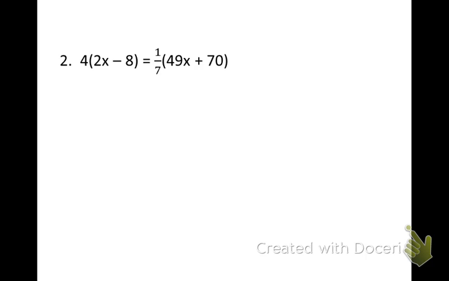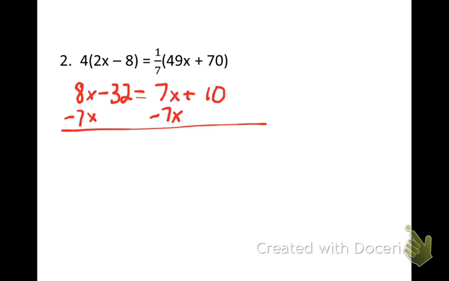Alright, in this one we're going to have to distribute first. So distributing the 4, we're going to get 8x minus 32. Here we're going to distribute the 1/7. So 1/7 of 49 is 7x, plus 1/7 of 70 is 10. Now it's very similar to the last problem. I'm going to choose to subtract 7x. You could choose to do something different. There's really 4 different steps you could use here.